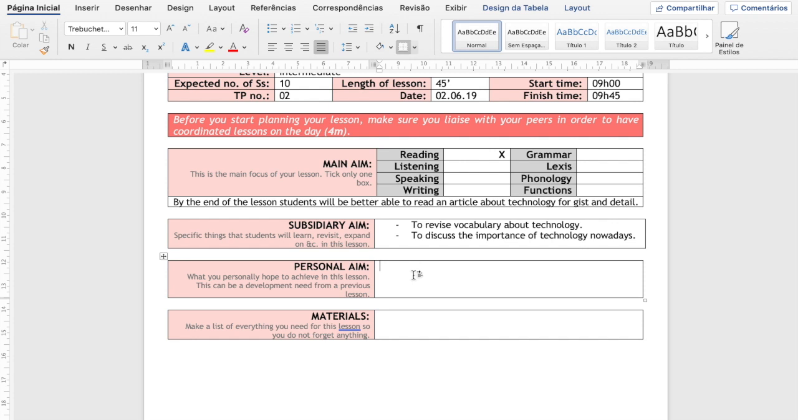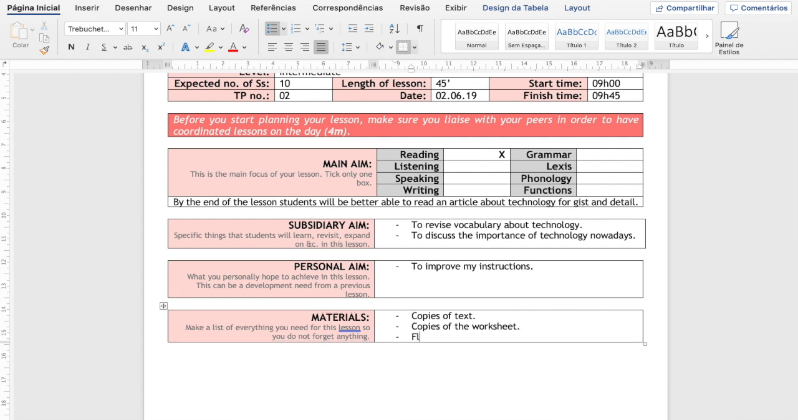The next thing you'll have to do is write your personal aim. What is it that you hope to achieve in the lesson? This usually comes in your previous lesson, so whenever your tutor points out what your development needs are, you can choose one of the development needs and write them down here. For instance, to improve my instructions. And then here you have to write the materials of the lesson. Copies of the text, copies of the worksheets, and flashcards.